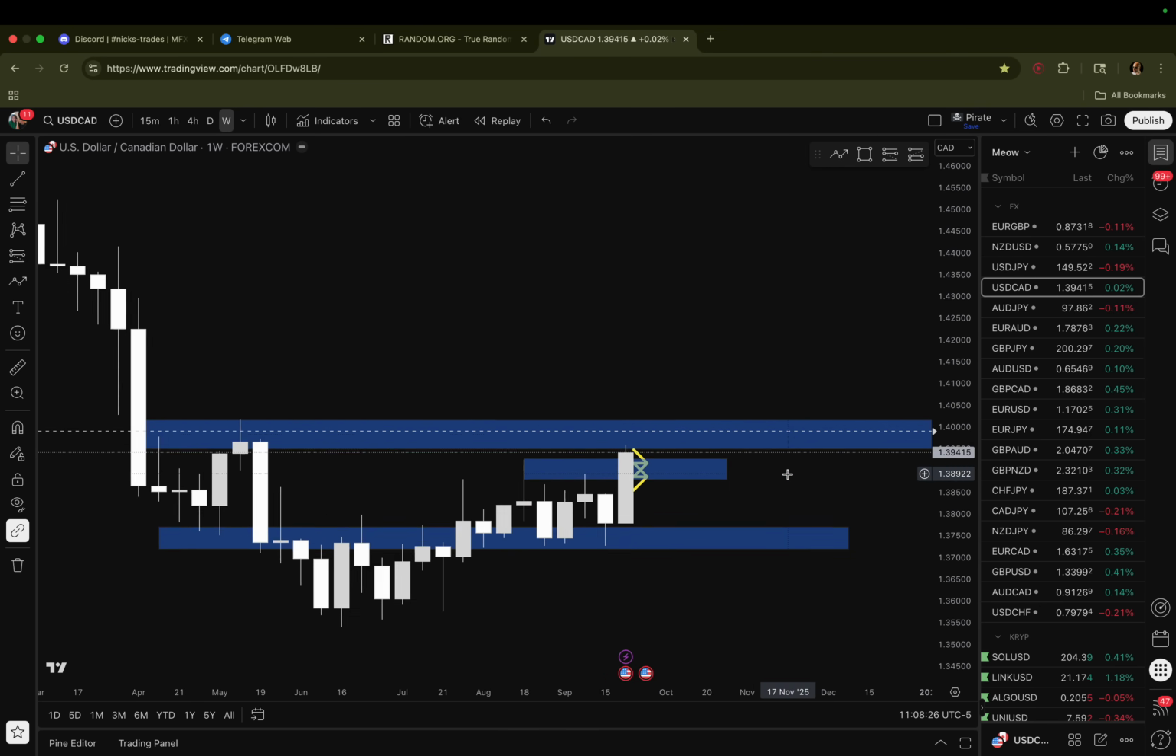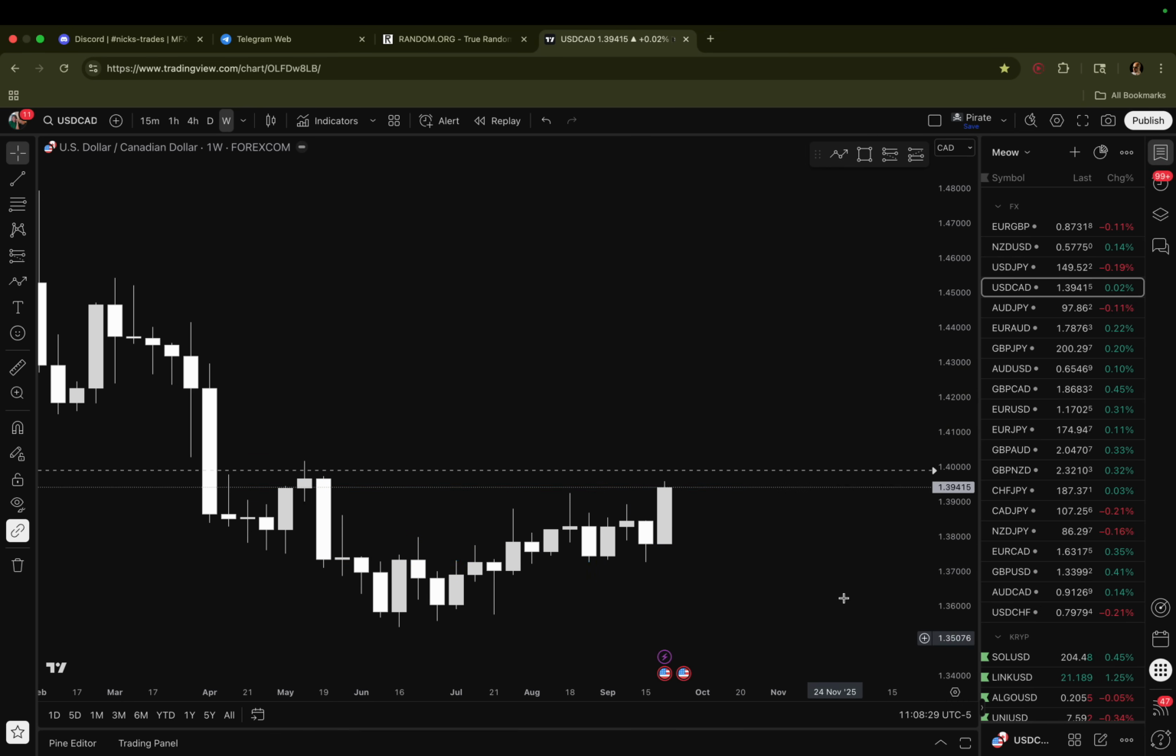It's not hard. Same thing on USD Canadian dollar. So USD Canadian dollar, there's this resistance zone right here.